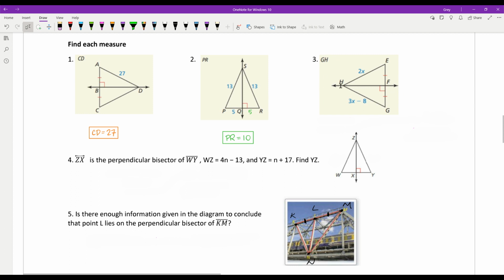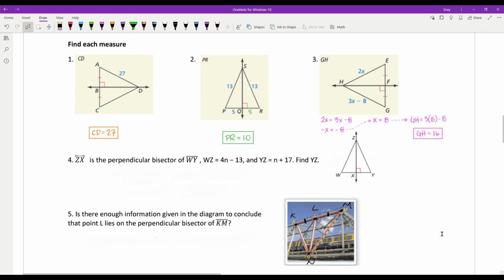This time, again, I have a perpendicular bisector. It's perpendicular. These two segments are equal. So it's on the perpendicular bisector. That means that GH has to equal HE. So I set up my equation. 2x is equal to 3x minus 8. I'm going to subtract x, and then I'm going to divide by -1, and I'm going to get x is equal to 8, which in turn tells me that GH equals 3 times whatever x is minus 8. X is 8, so GH is equal to 16.